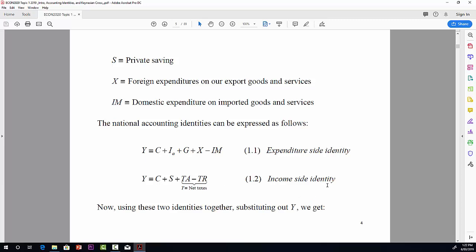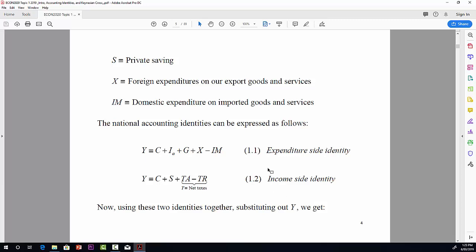And the income side identity really looks at, rather than the components of expenditure, what you can do with your income. So capital Y also represents income, and it can be divided up into consumption or savings or taxes minus transfers, what are known as net taxes. So capital T is defined as being taxes minus transfers. So this I'm numbering equation 1.2, that's the income side identity.